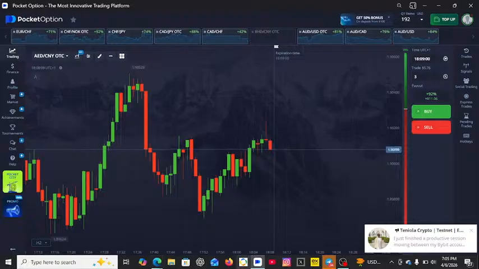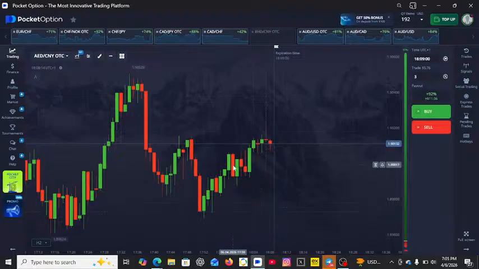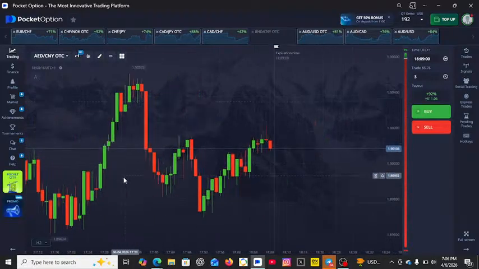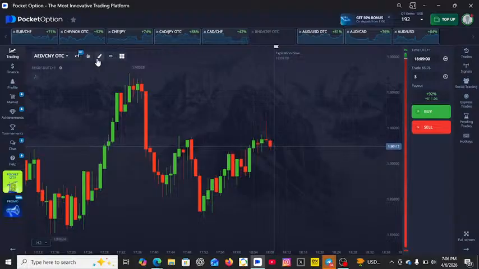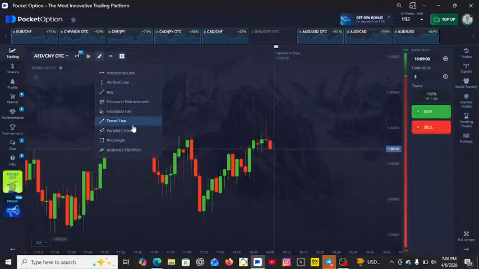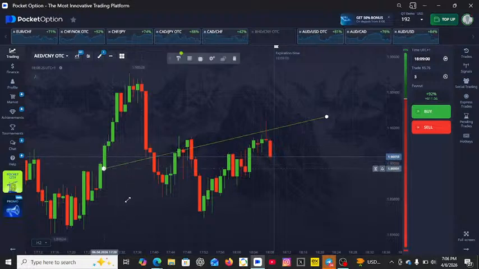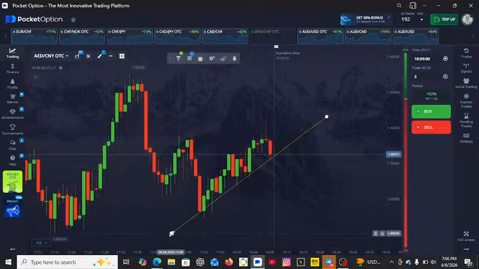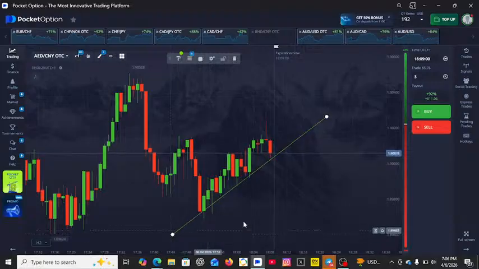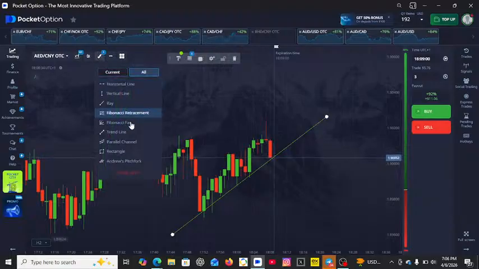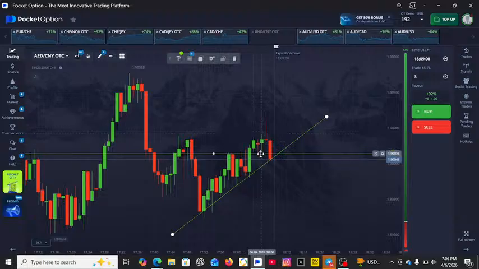So I'll be trading based on supply and demand levels, and I will show you guys exactly how I trade in the market. Okay, so I'm seeing something here on this pair, AEDCNY OTC. So look at this. I see there's a trend line here, and then there's also a demand right here.